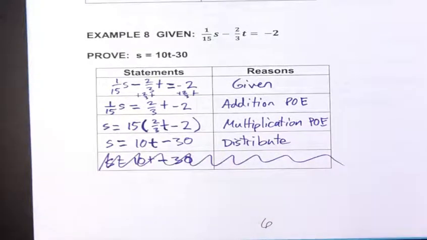I think this one actually had an extra box because we don't need the last one. We could put reflexive in there, or we could just not use that box. That sounds like extra work to write reflexive.